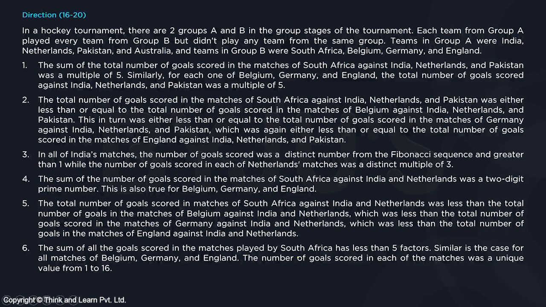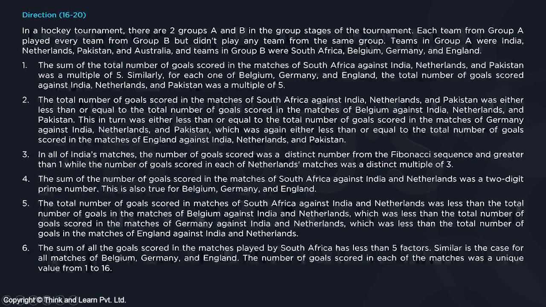Now we have some conditions which says the sum of the total number of goals scored in the matches of South Africa against India, Netherlands, and Pakistan was a multiple of 5. Similarly, for each of Belgium, Germany, and England, the total number of goals scored against India, Netherlands, and Pakistan was a multiple of 5. So the first statement is telling us the property of the number we are going to put, but it doesn't tell us the exact value.